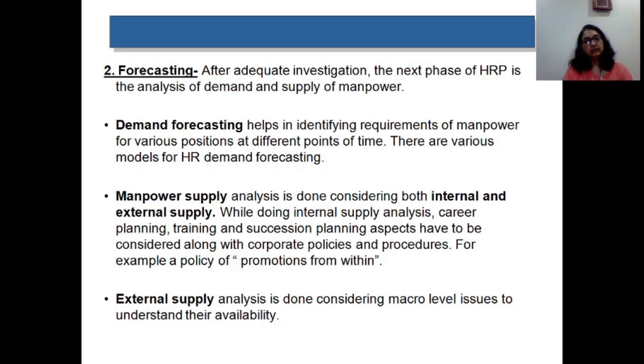Then looking at the external supply. If the organization is not able to fulfill the position with the internal supply, it looks at the external supply. And external supply considers macro level issues in order to understand whether the kind of people that it needs are available in the market or not.